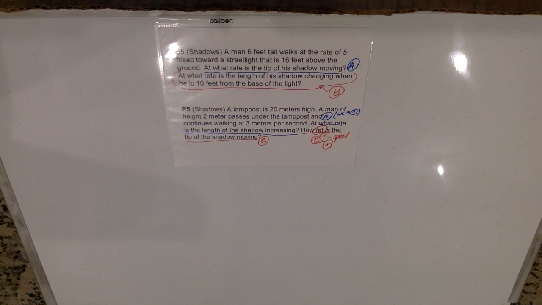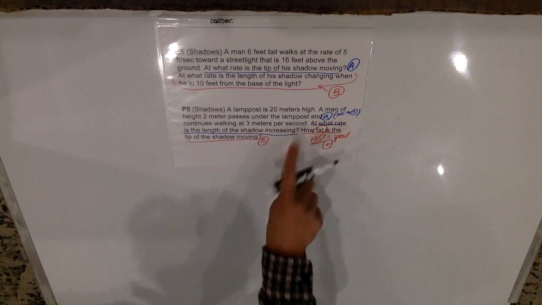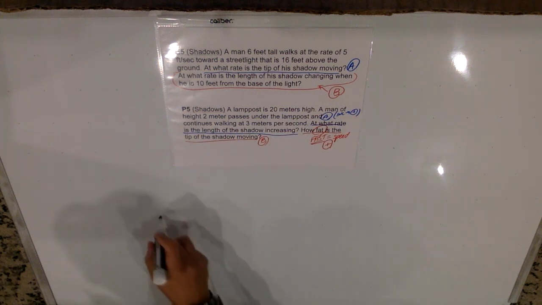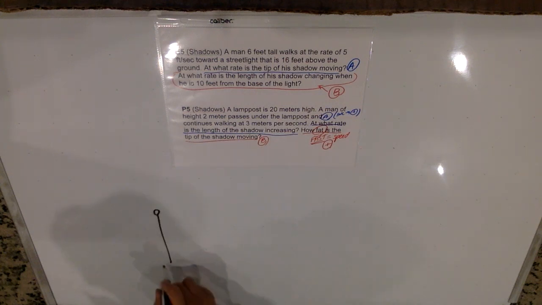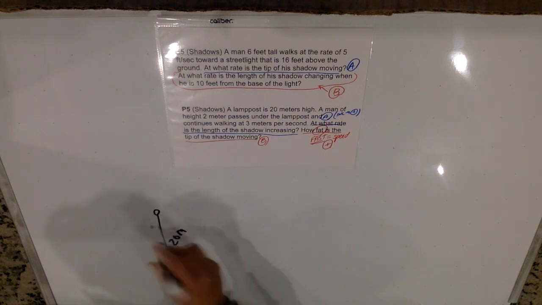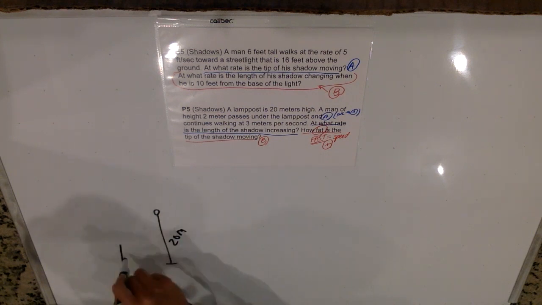An important thing here is that the man is walking away from the lamppost because he passes under it. He goes under the lamppost and keeps walking. So here's my lamppost. It's 20 meters high, and the guy is 2 meters high.